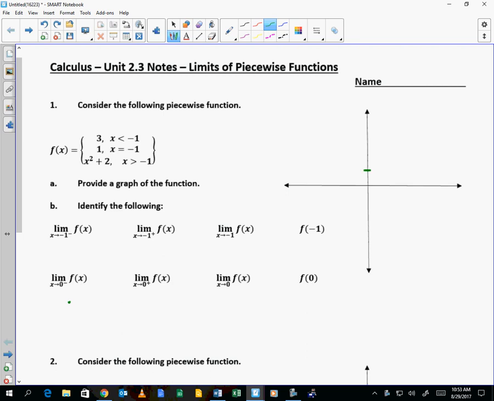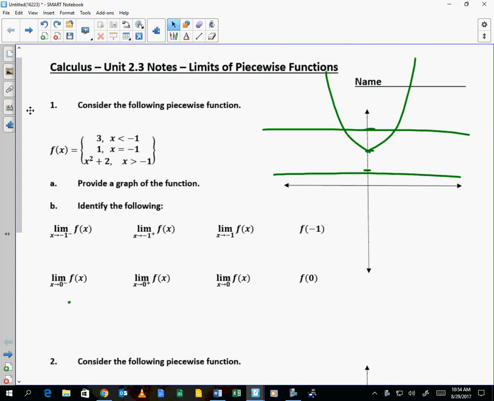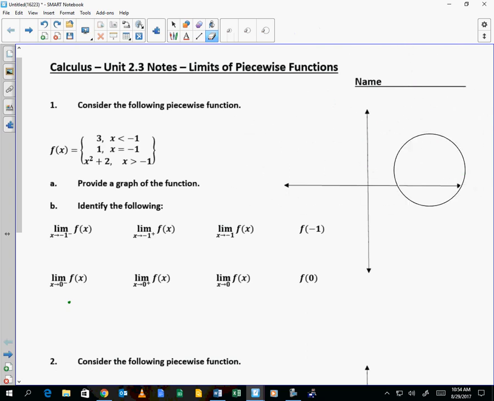So you don't have to write this down right now, but the graph of 3 looks like that, graph of 1 looks like that, and x squared plus 2 looks like that. Do those all come to your mind? Hopefully they should. So we don't want to graph all of that. We just want to graph part of it.